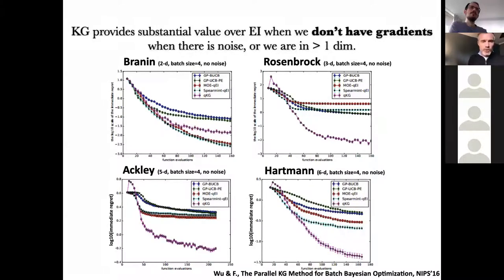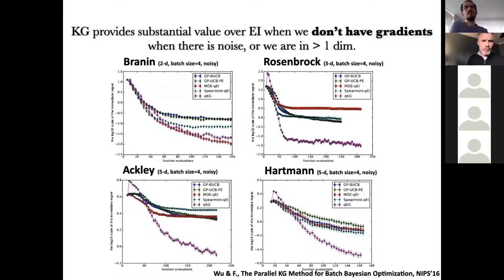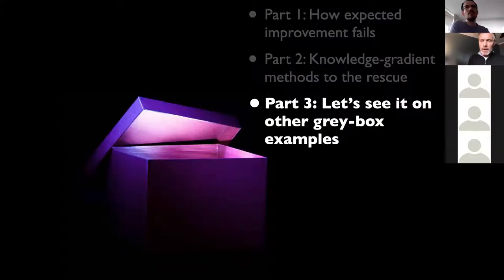The knowledge gradient is shown here in pink, and we're showing a batch version of the method with the batch size indicated in the title. Some more results here. So that's what the knowledge gradient method is, and hopefully that gives you some intuition about why it might significantly outperform expected improvement in some settings.